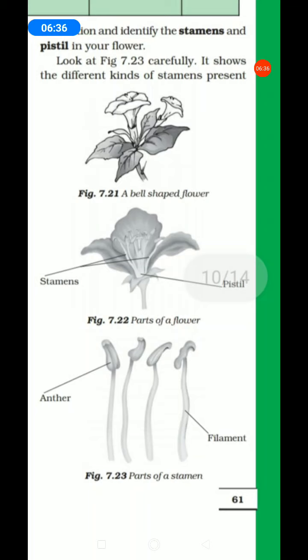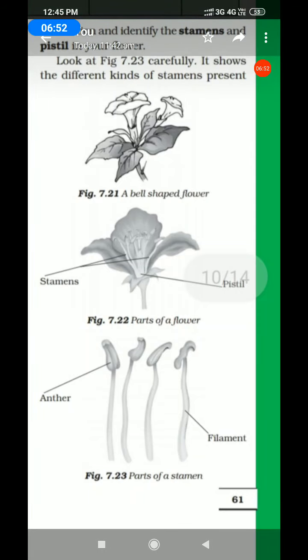See the picture carefully. Next, 7.23, parts of stamen. What does stamen mean? Already we learned stamen. Listen. Carefully compare your flower with the illustration and identify the stamens and pistil.